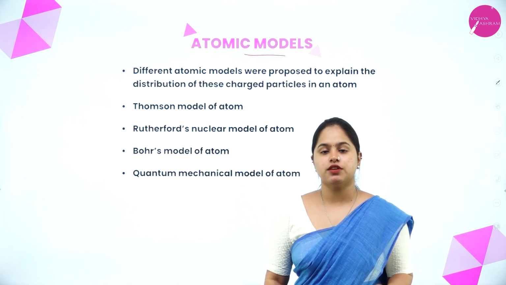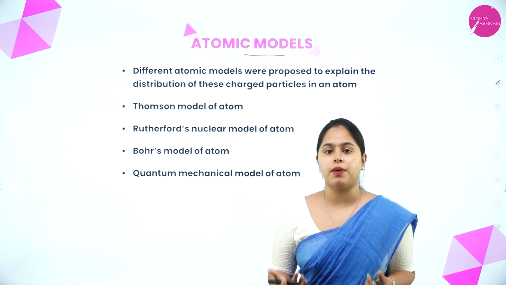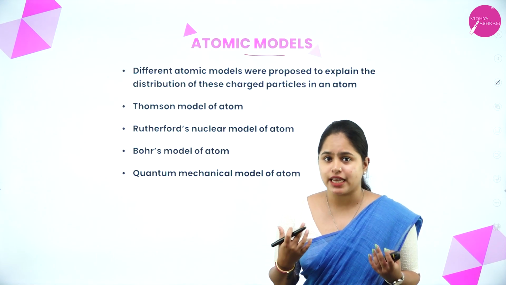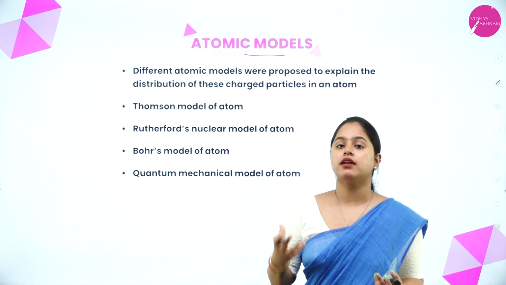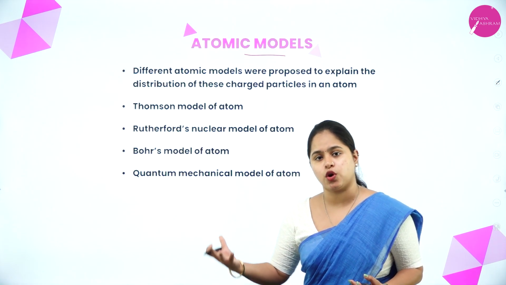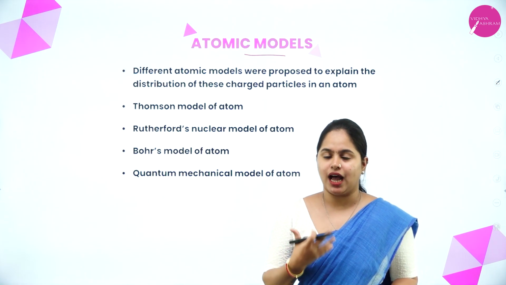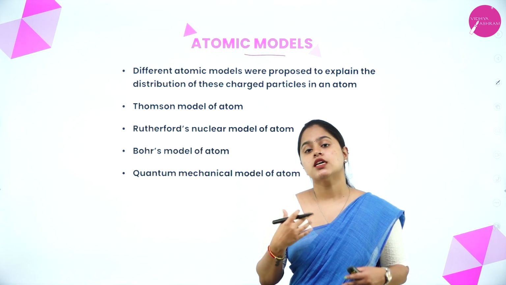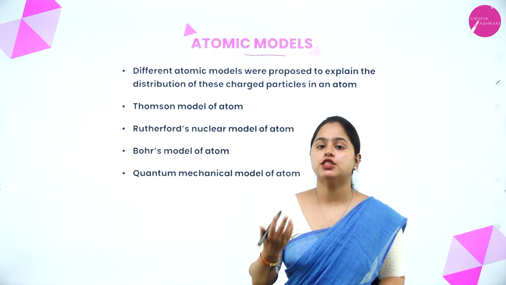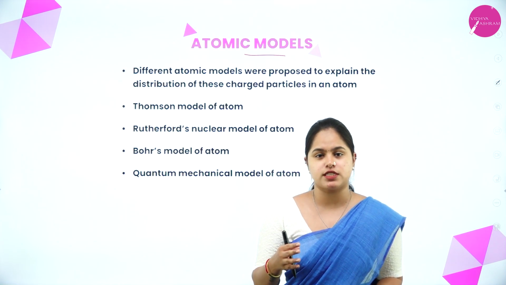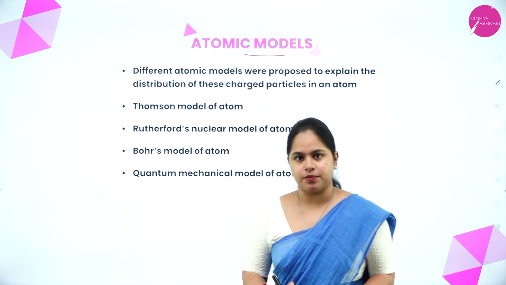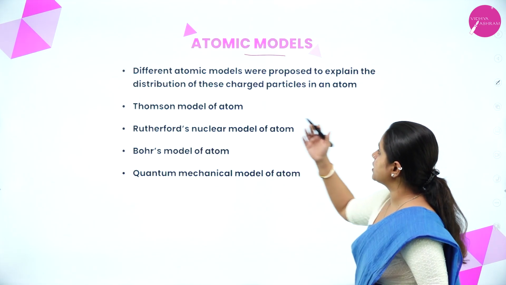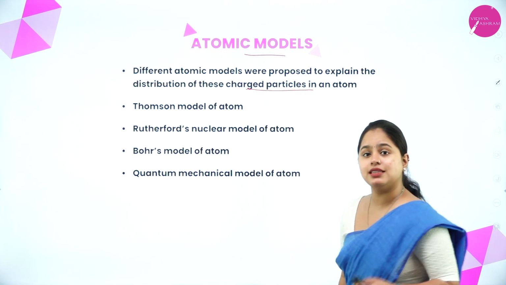In the last session, we discussed how the subatomic particles were discovered, right? The electrons, protons and neutrons. But we did not get any idea regarding how the electrons, protons or neutrons are distributed inside the atom. Like, where exactly are they present inside the atom? So different scientists proposed different atomic models to understand the distribution of the subatomic particles inside the atom. In this chapter, we will study the different atomic models that were proposed to explain the distribution of these charged particles in an atom.